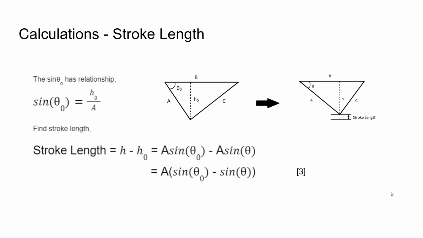And now we have stroke length calculations. This has a relationship of H naught over A. And to find the stroke length, we subtract the H value, as shown on the diagram on the right, from the H naught value.